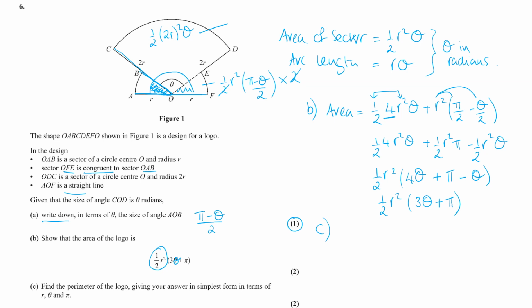Now part C, it's asking us for the perimeter. So the perimeter all the way around the outside, we can see we need an R and an R for that bottom bit. We just need this straight edge.